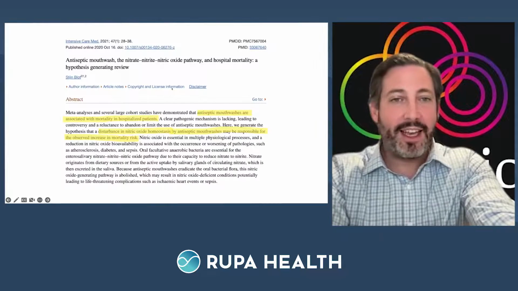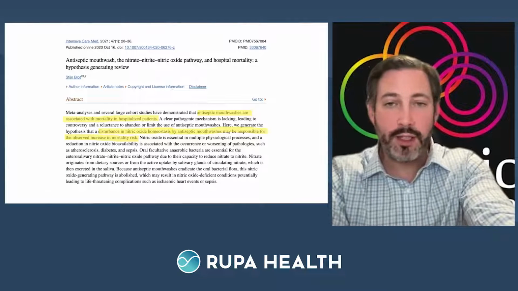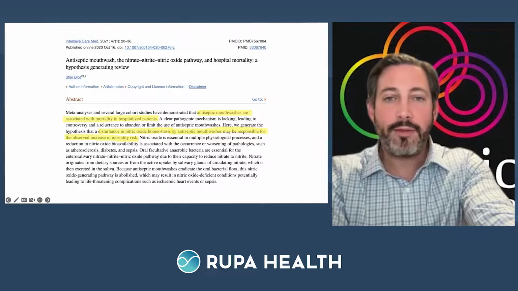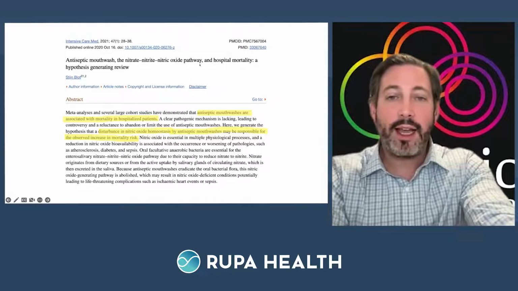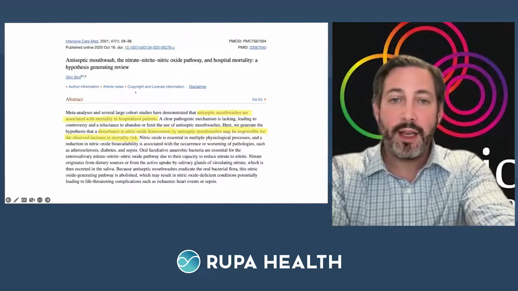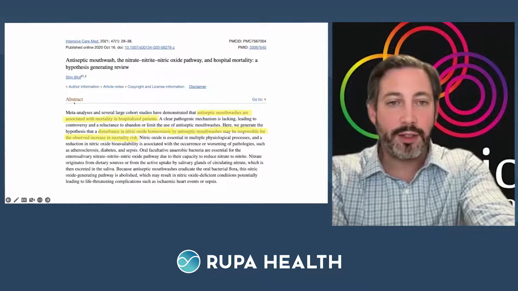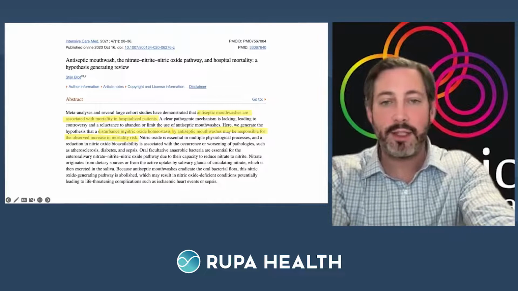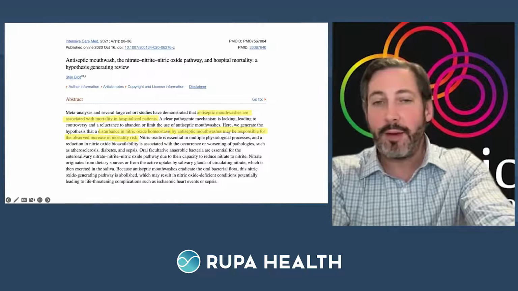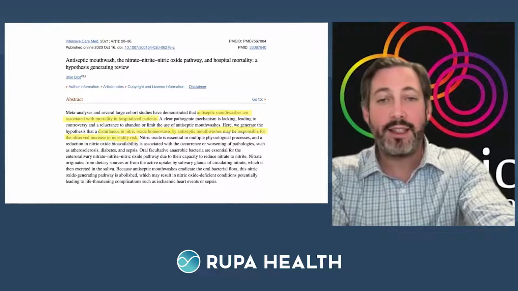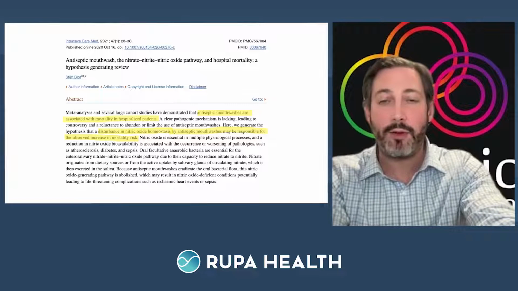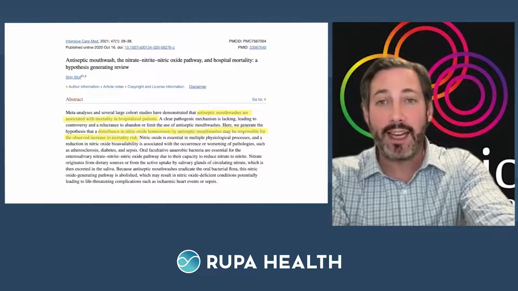And there's plenty of studies, I will show you just a couple of them, that correlate antiseptic mouthwash and, for example, the nitric oxide pathways and the increase in hospital mortality. These researchers conclude that antiseptic mouthwashes are associated with mortality in hospitalized patients. And this is because there's a disturbance in nitric oxide homeostasis, because we're killing microbes that are making this nitric oxide that is highly needed for cardiovascular health.